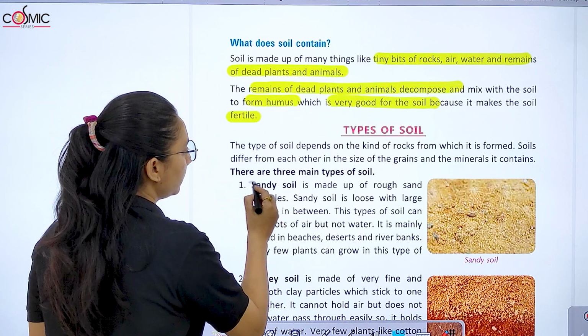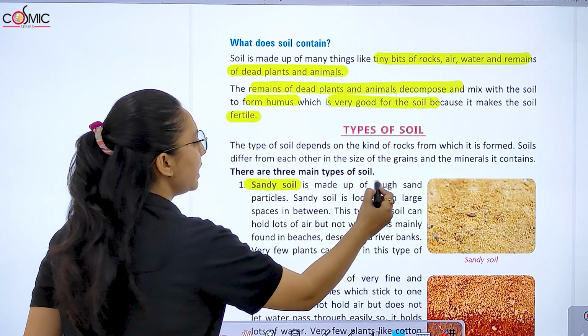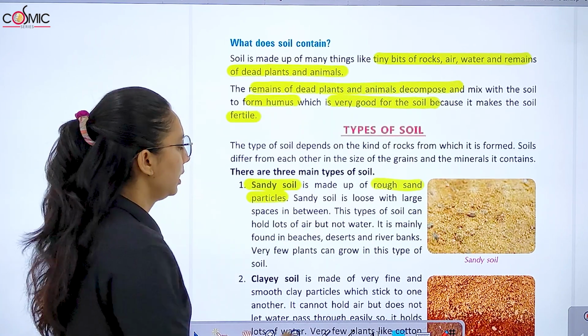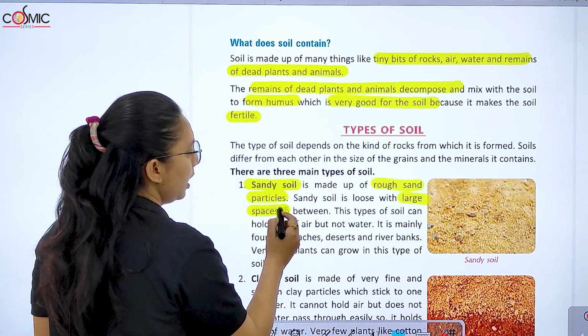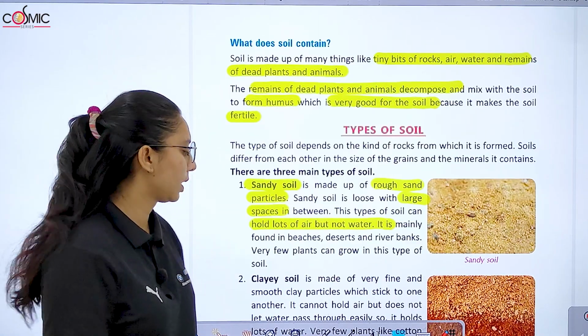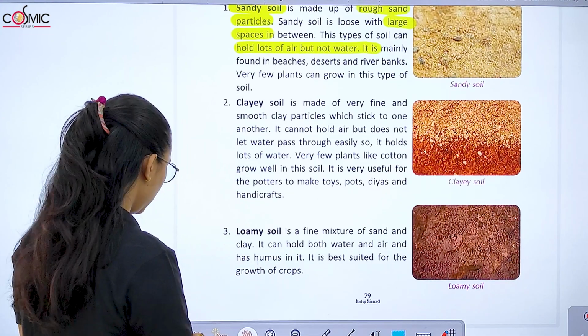Now we have different types of soil. First is sandy soil. It is made up of rocks and particles. It has spaces in between. ठीक है, large spaces है इसके बीच में, and it can hold a lot of air, but not water. Right? Very few plants can grow in this type of soil.